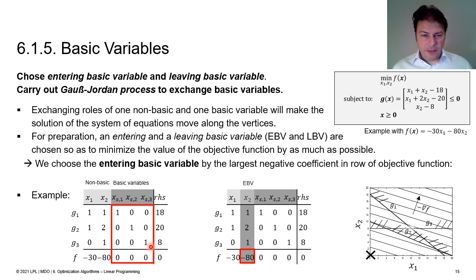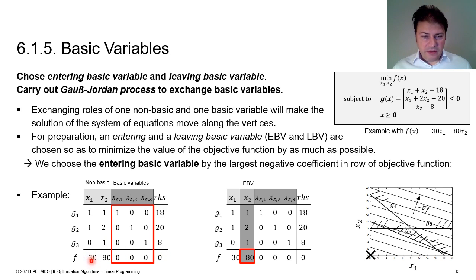And now if you solve this system of equations with the non-basic variables being 0, then you can see that slack variable number 1 will be 18, slack variable number 2 will be 20, and slack variable number 3 will be 8. Well, but we are not very happy at this position here, and the fact that there must be better positions can be observed by looking at this line here.